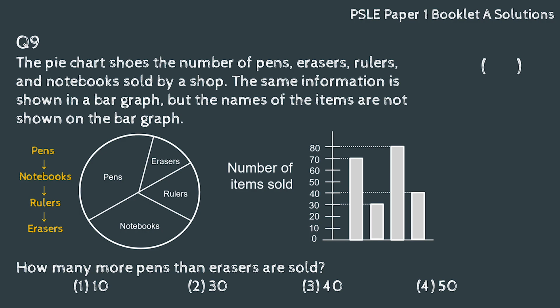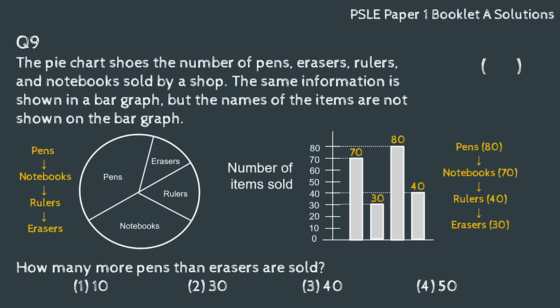We can label the bar graph first accordingly. Now, we know the actual amount of items. There are 80 pens, 70 notebooks, 40 rulers, and 30 erasers.